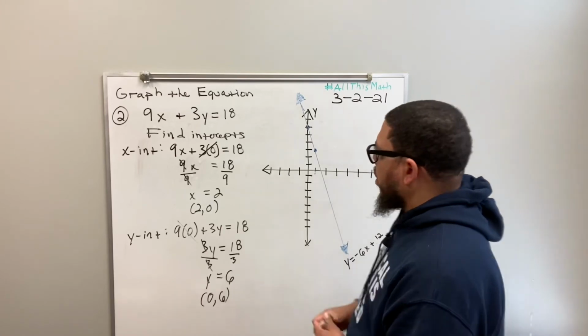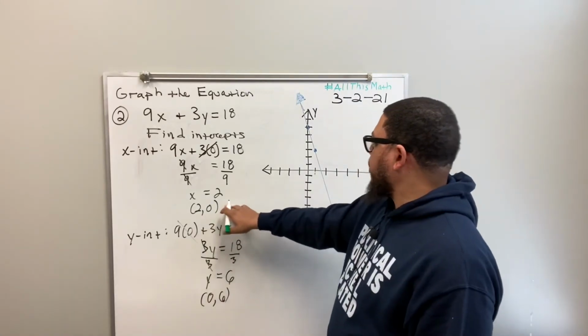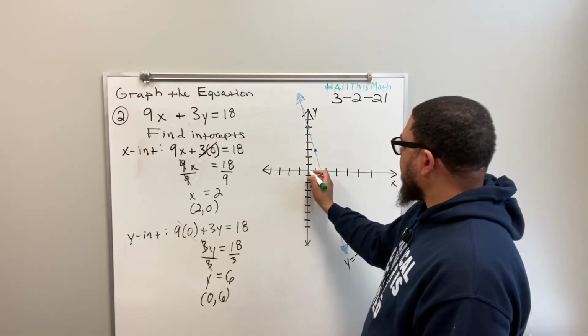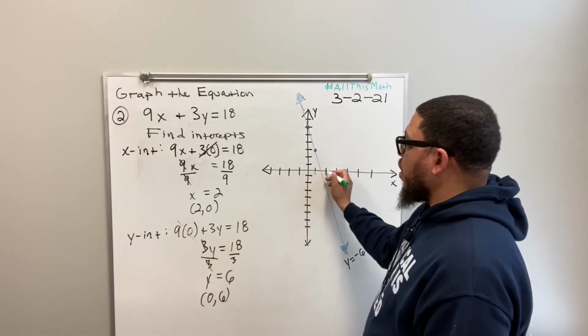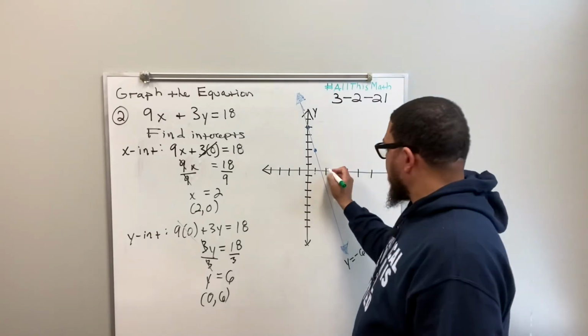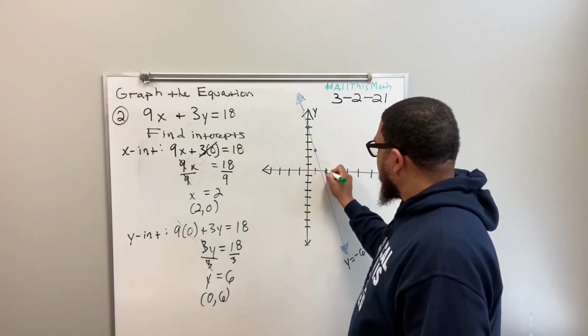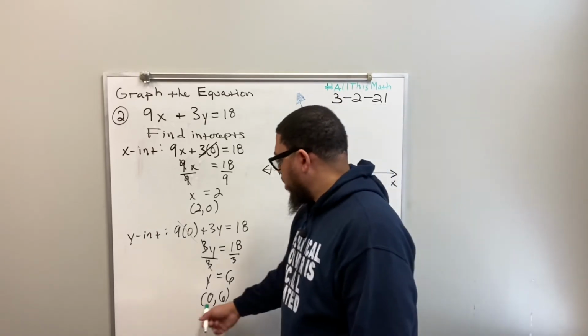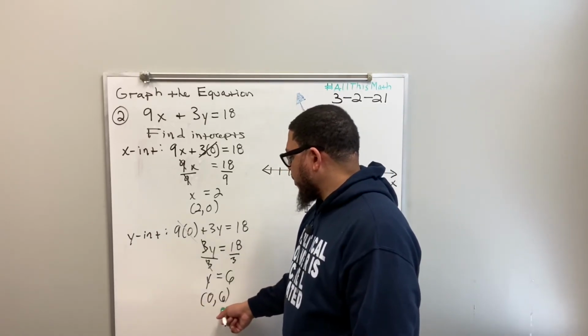I'm gonna plot my x-intercept, which is (2, 0). So I go to the x-axis, start at the origin. I go over 1, 2. I go up 0 spaces. So that's right there. That's my x-intercept. Then for my y-intercept, I go (0, 6).